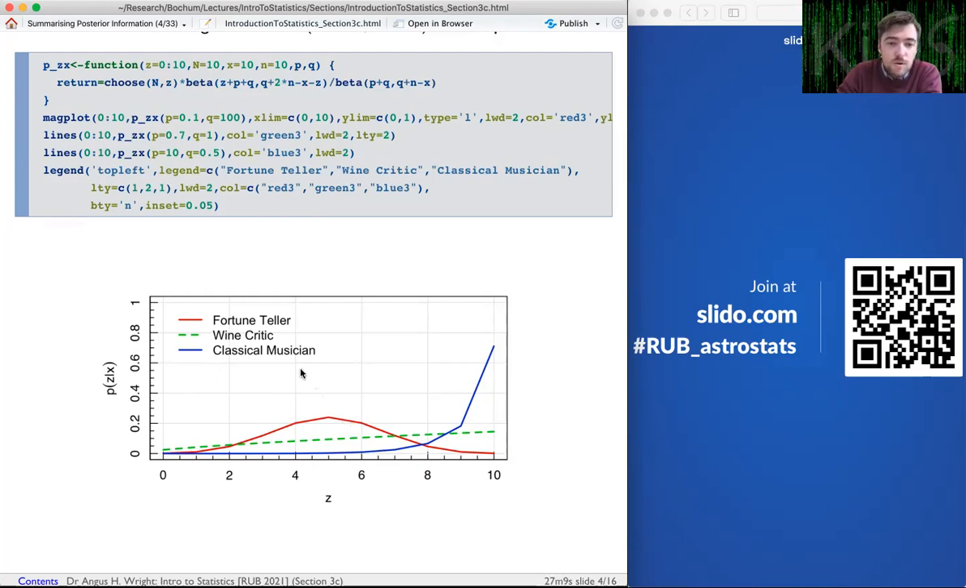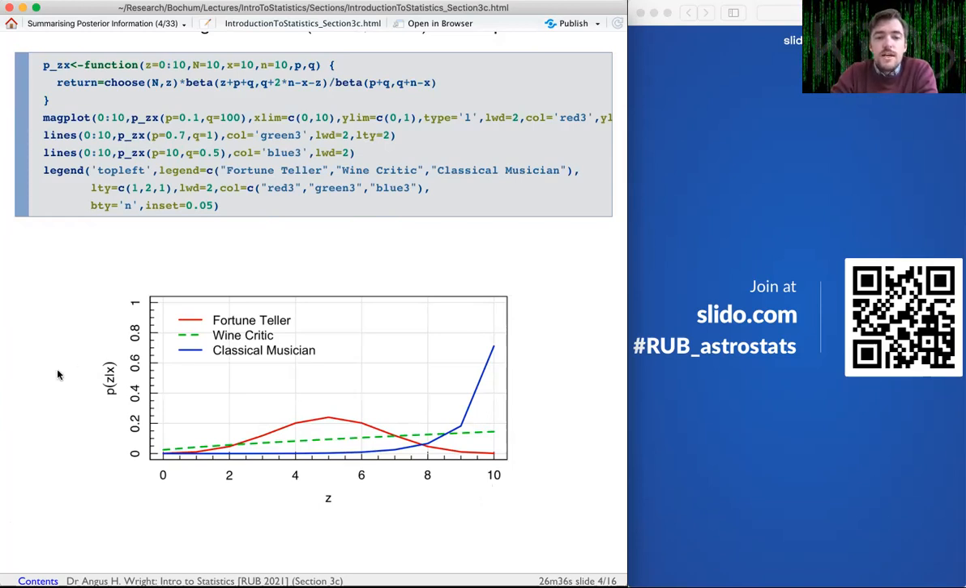Conversely, the classical musician now has a much stronger peak in the expectation of getting 10 outcomes. So if we were to take the expectation of these 3 distributions, the arithmetic mean of these 3 distributions, the expectation of the fortune teller is that they'll get 5 right out of 10. The expectation of the wine critic is that they'll get 8 or so out of 10. And the expectation of the classical musician is that they'll get close to 10.